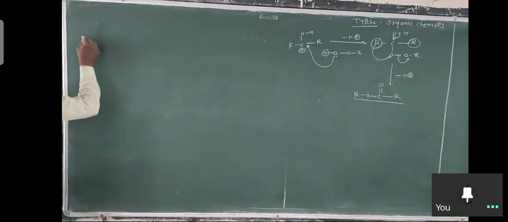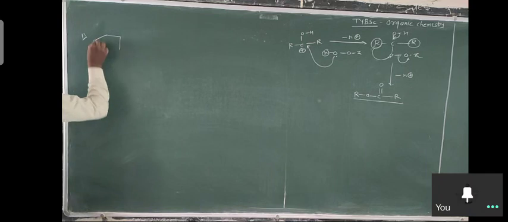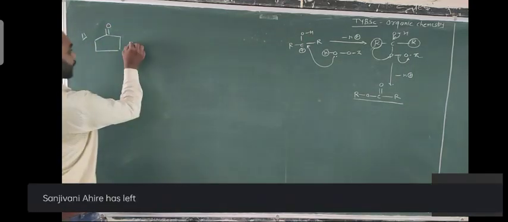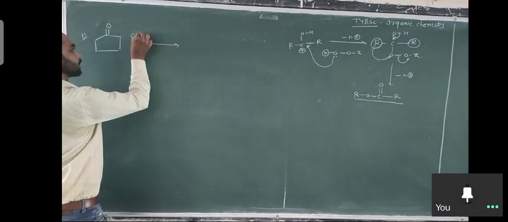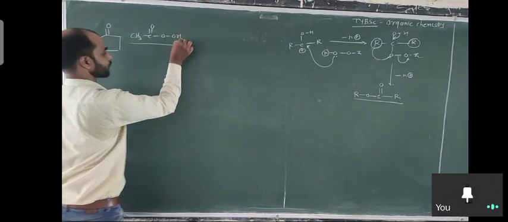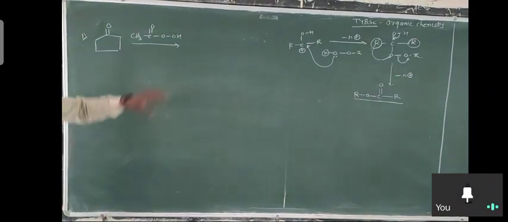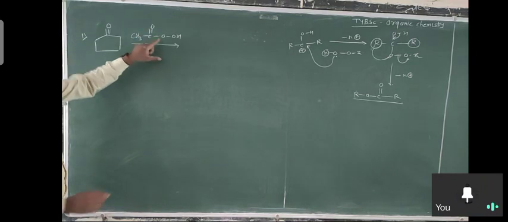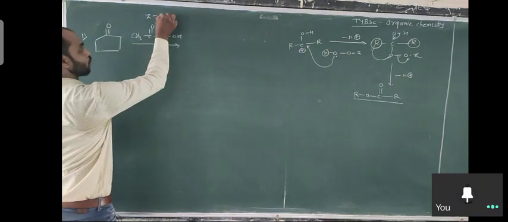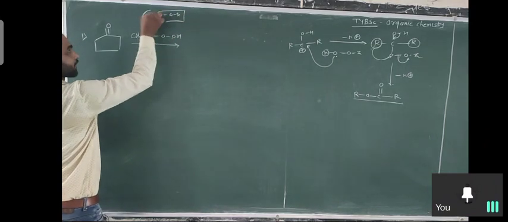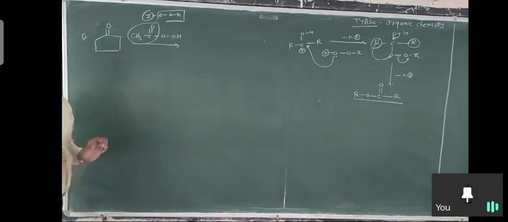Suppose, first, cyclohexanone, it is again a ketone, it reacted with CH3, C double bond O, OH. It is a peracetic acid. Okay, what is the Z? Z is this group. It is nothing but ZOOH. So OOH is this part, Z is the acyl group.